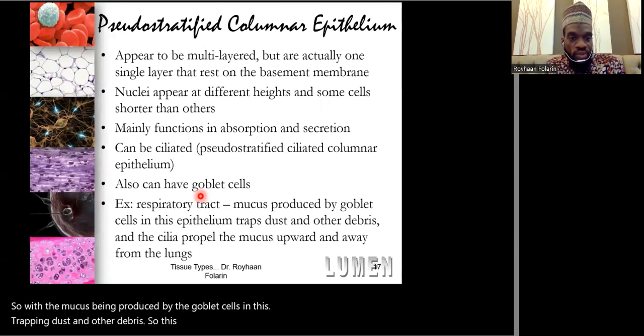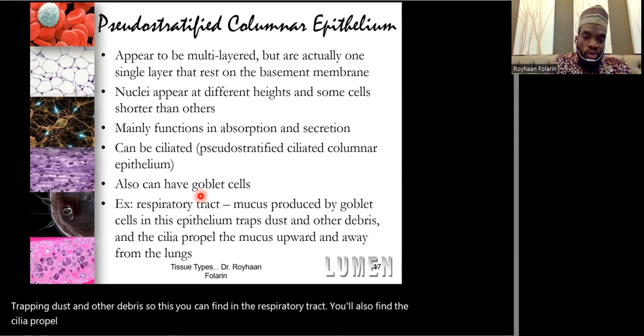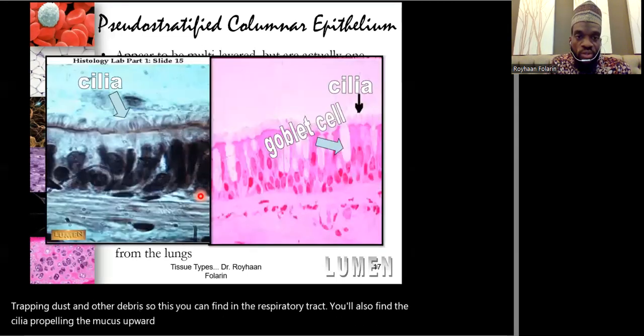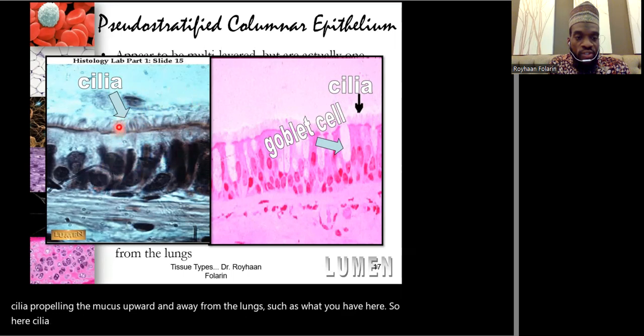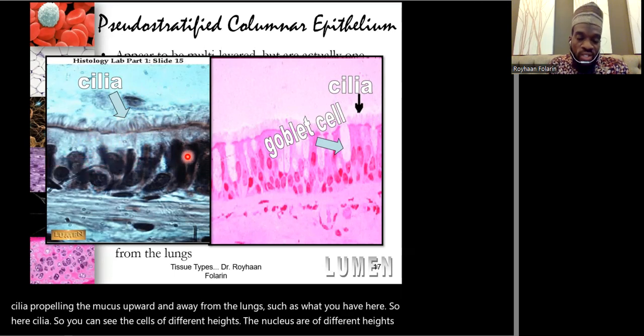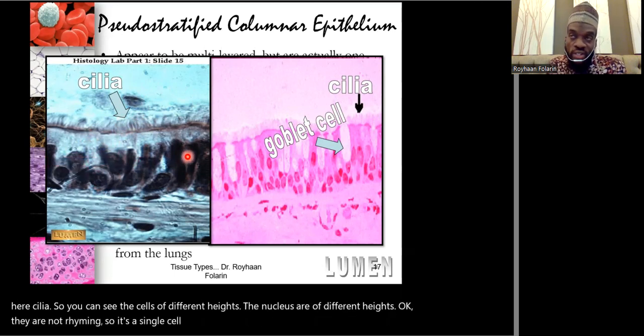So this you can find in the respiratory tract. You'll also find the cilia propelling the mucus upward and away from the lungs. So that's what you have here. So here are cilia. You can see the cells are of different heights. The nuclei are of different heights. They are not rhyming. So it's a single layer, but it's pseudostratified. It's not stratified, but pseudostratified.